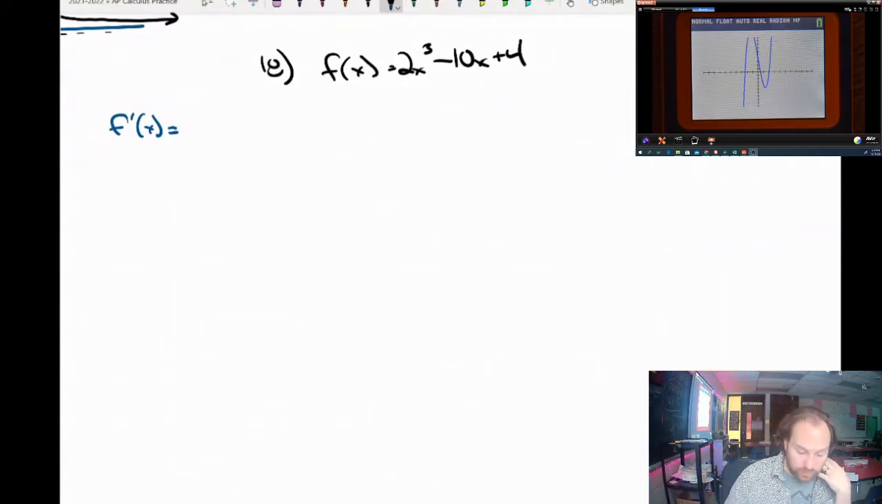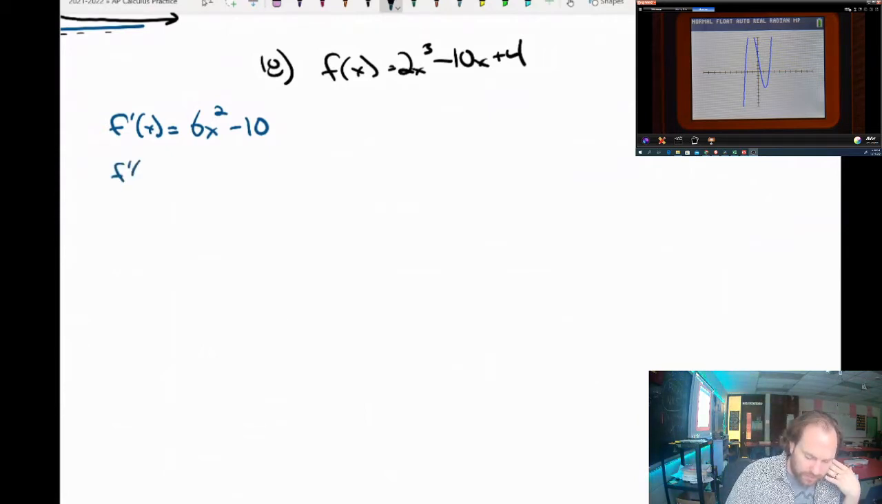F prime of x will be 6x squared minus 10, like that. Next, we need to know where it's increasing and decreasing. So, 6x squared minus 10. If we want to know where it's increasing or decreasing, we've got to know where this is positive and negative. So we'll do that next.